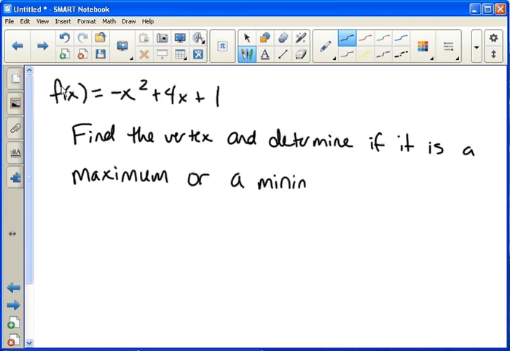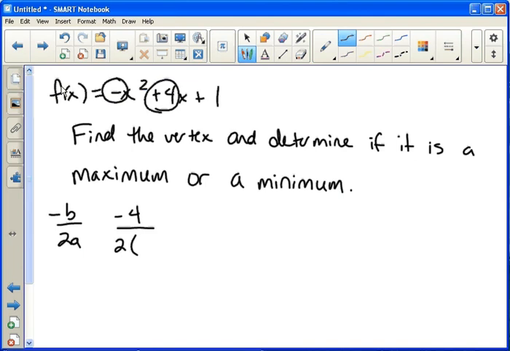Alright, so first of all, our vertex is found by doing negative b over 2a. So here's our b, so we get negative 4 over 2 times a. Our a is negative 1. So we get negative 4 over negative 2, which is positive 2. So our vertex is at x equals 2. So that's part of the ordered pair. If we want to find the other part, we need to plug 2 into our equation. Because remember, f of x equals y. That's the same thing. We could have written y equals all that.